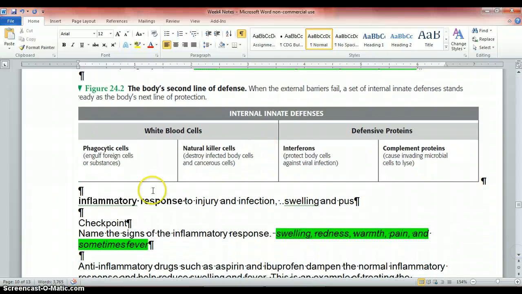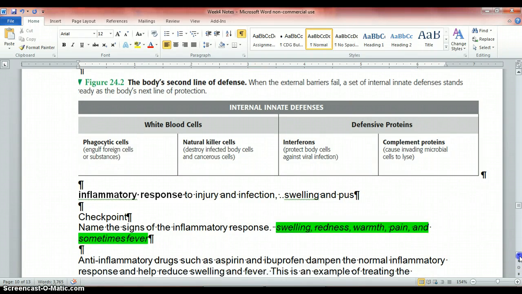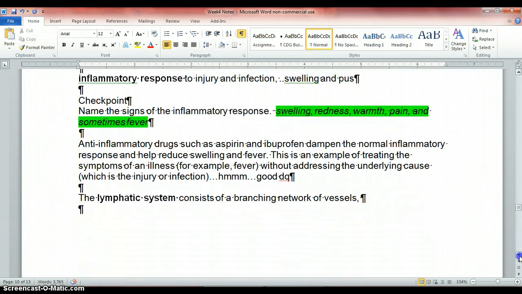The second line of defense, we've got white blood cells. Those can be phagocytic cells, natural killer cells, interferons, or complement proteins. So let's talk about the inflammatory response to injury and infection. This is going to be the swelling and the pus that you see when you have an infection. Anti-inflammatory drugs such as aspirin and ibuprofen dampen the normal inflammatory response and help reduce swelling and fever.